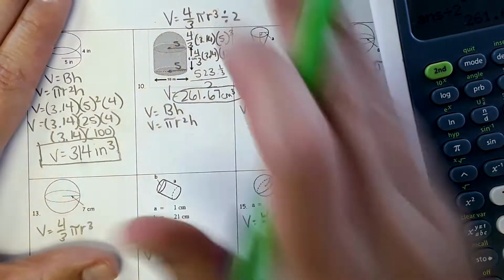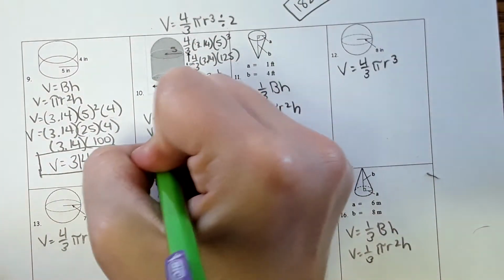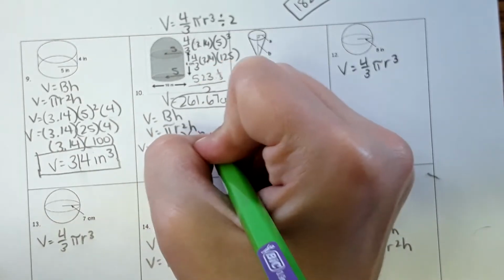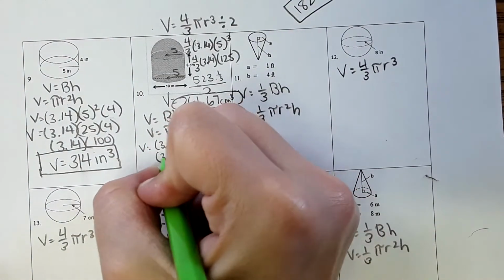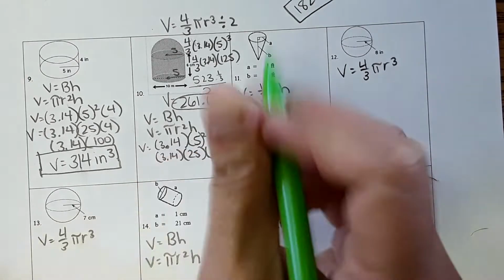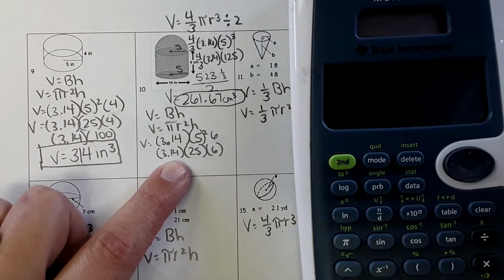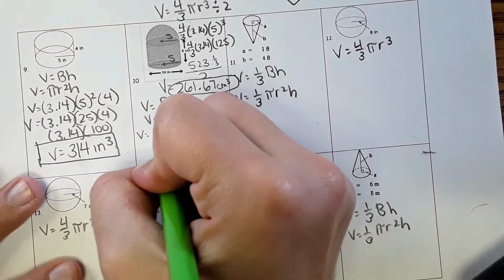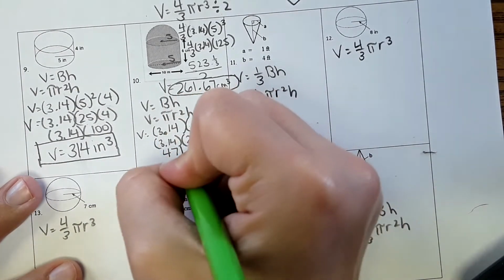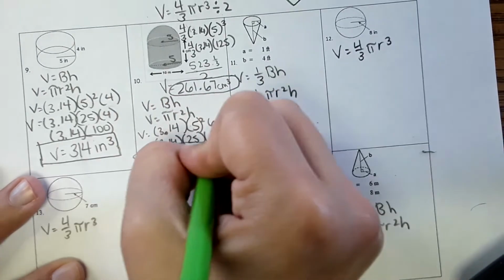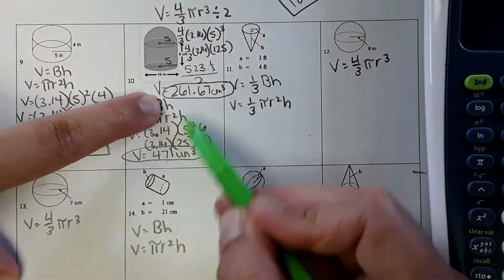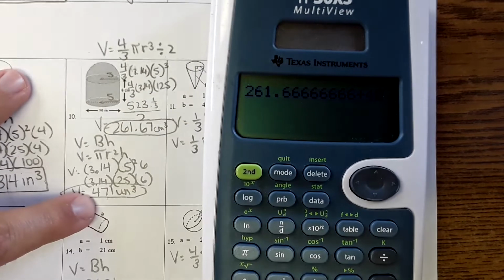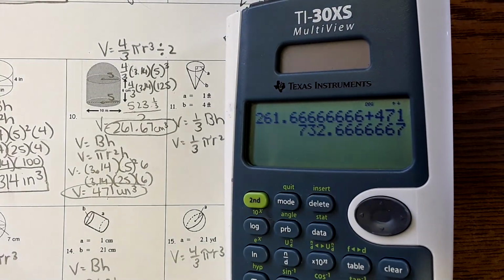And then for the cylinder, ooh, it's blurry. For the cylinder, volume equals 3.14, 5 squared, and the height is 6. $471. And then last step is to add these two numbers together. So 261.666 repeating plus 471. And I get 732 and 2/3.